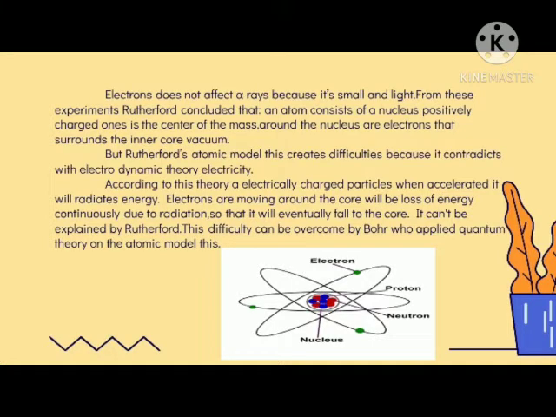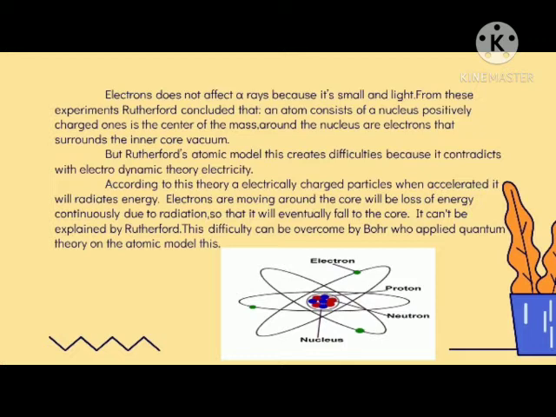From these experiments, Rutherford concluded that an atom consists of a positively charged nucleus, which is the center of the mass. Around the nucleus are electrons, with empty space between them and the core. But Rutherford's atomic model had difficulties because it contradicts electrodynamic theory.